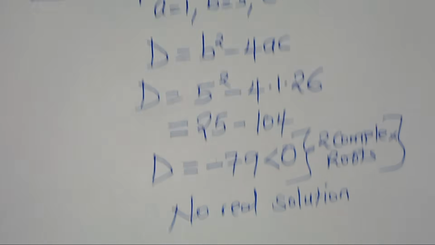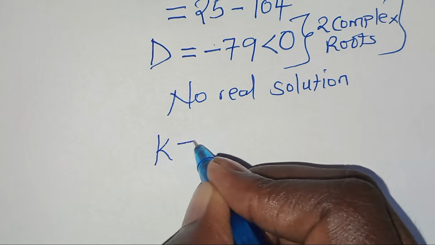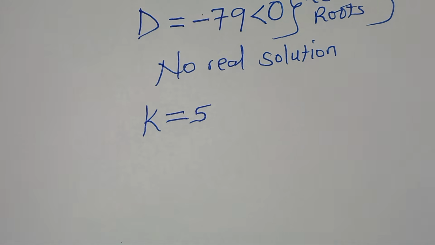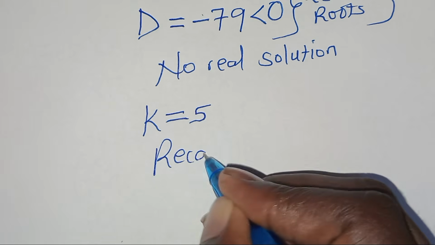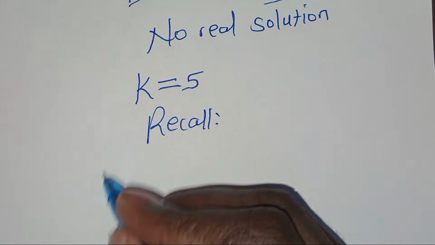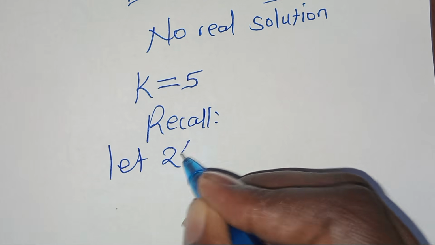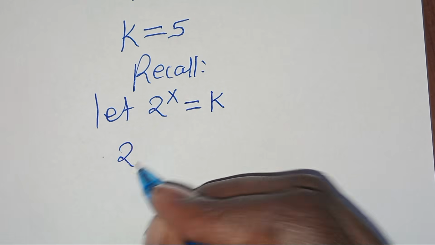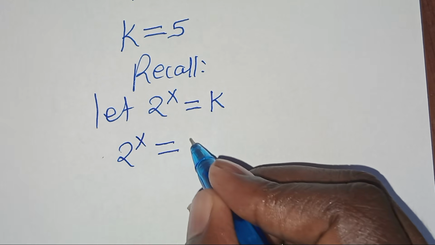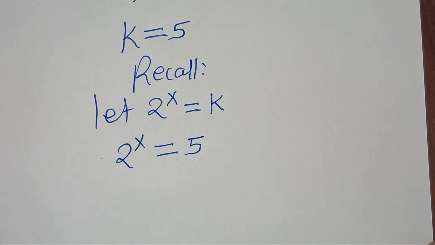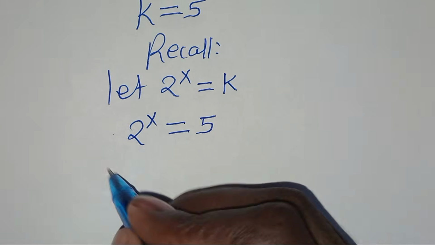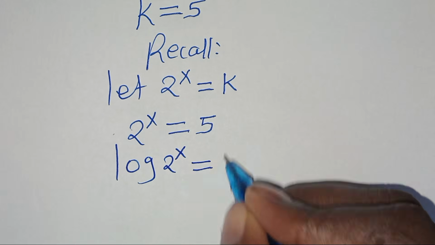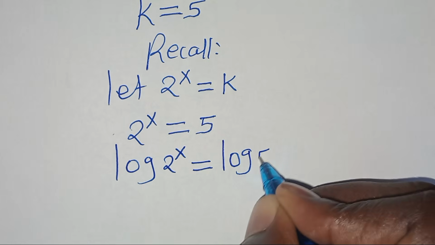So let's focus on k equal to 5. Now, if you recall, we stated earlier that we let 2 to the power of x be equal to k. So this is to mean that 2 to the power of x is equal to 5. To solve for the value of x here, let's introduce logarithm on both sides. We have log 2 to the power of x, this is equal to log 5.